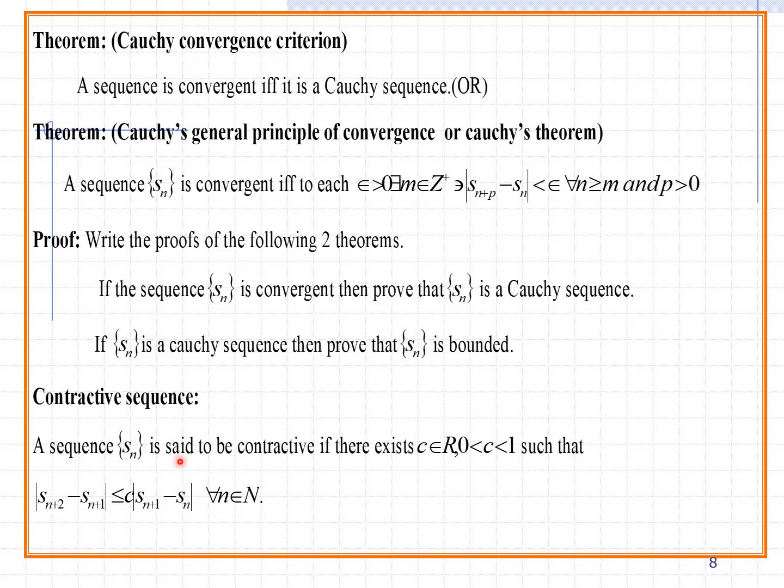A sequence Sn is said to be contractive if there exists C belongs to R, 0 less than C less than 1 such that modulus Sn plus 2 minus Sn plus 1 less than or equal to C times modulus Sn plus 1 minus Sn for all n belongs to N. So this C is in between the n plus 2 term minus n plus 1 term, and the n plus 1 term minus nth term. Actually you can see the difference of consecutive terms, highest value minus lowest value, in between C. So this one is called a contractive sequence.